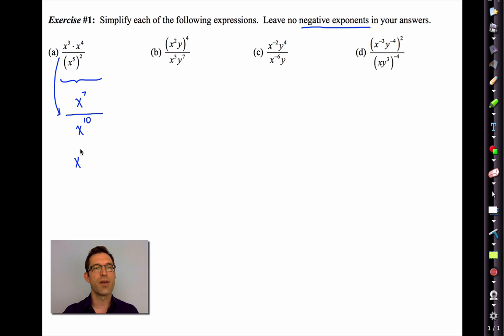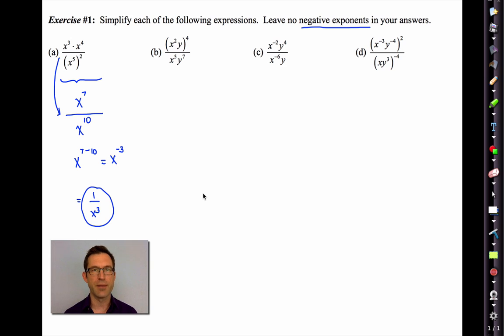Now, we could certainly then use that second property of exponents, which says that I should have x to the 7 minus 10, which will be x to the minus 3. But leave no negative exponents. That means I'm going to rewrite my final answer as 1 divided by x cubed. All right? So that's pretty good. And again, there's no right order nor wrong order. There are just things that are equivalent to each other.